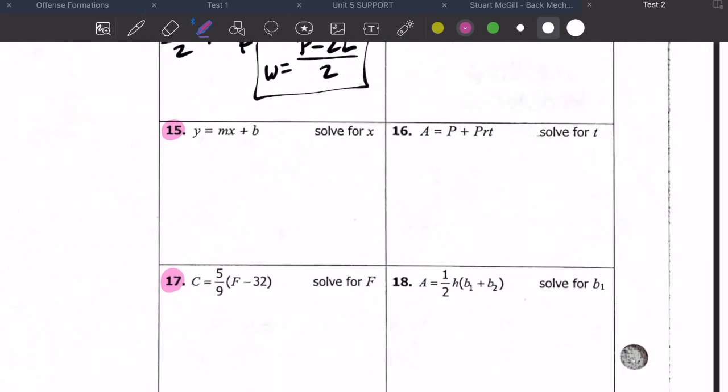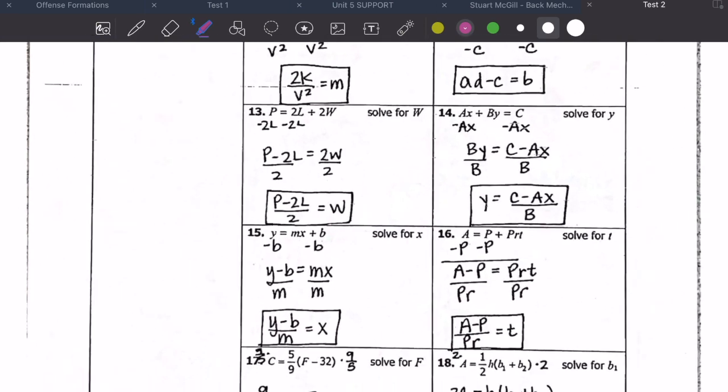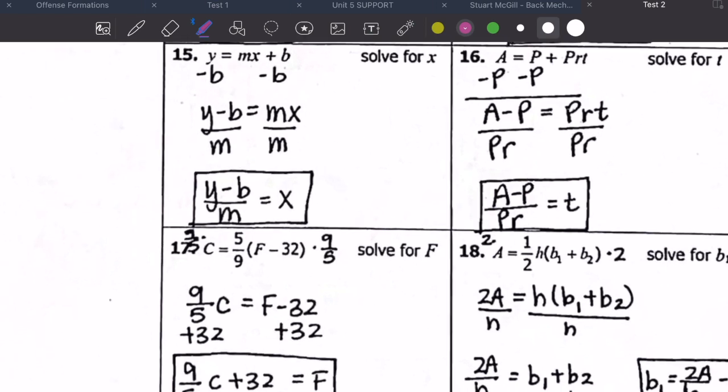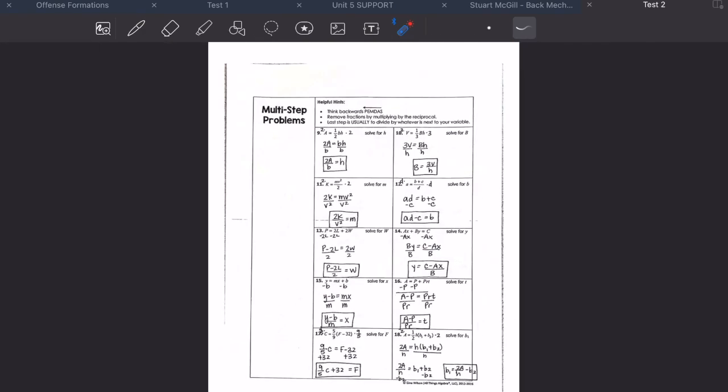All right, if you paused the video and finished those two, I'm going to flip ahead and show you the answers to number 15 and number 17. So that's the way you should have done them. x is equal to (y minus b) over m, and F is equal to 9/5 C plus 32. Cool. If you want to look at those, you can pause it, and I am going to move on.